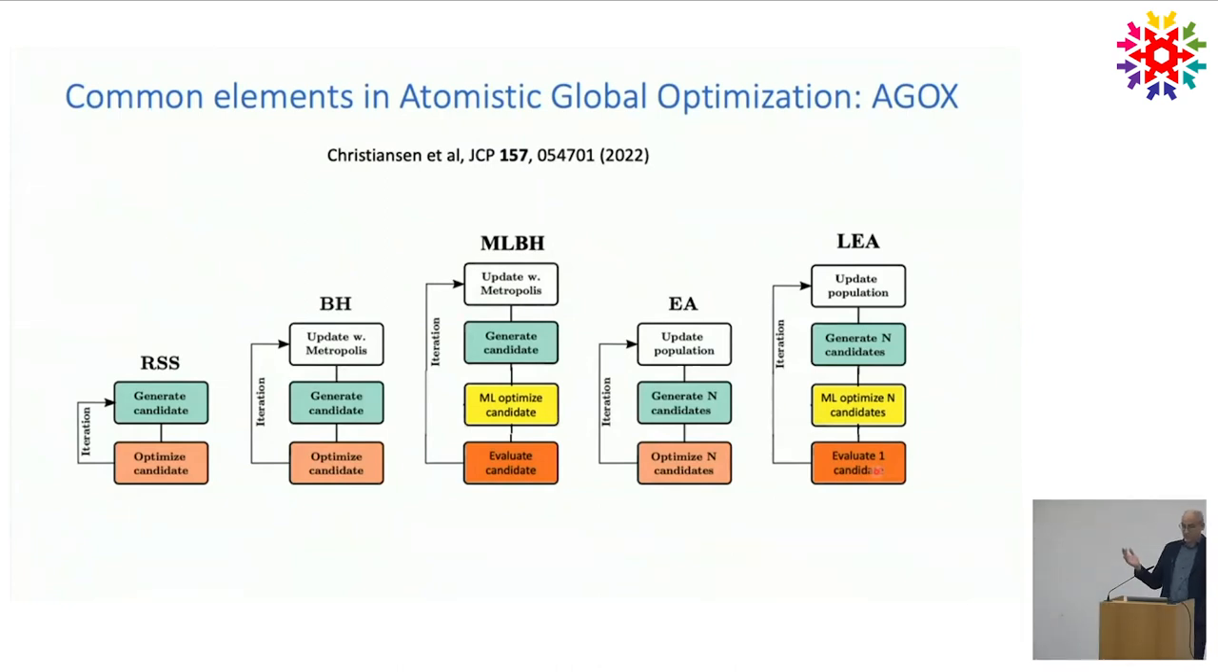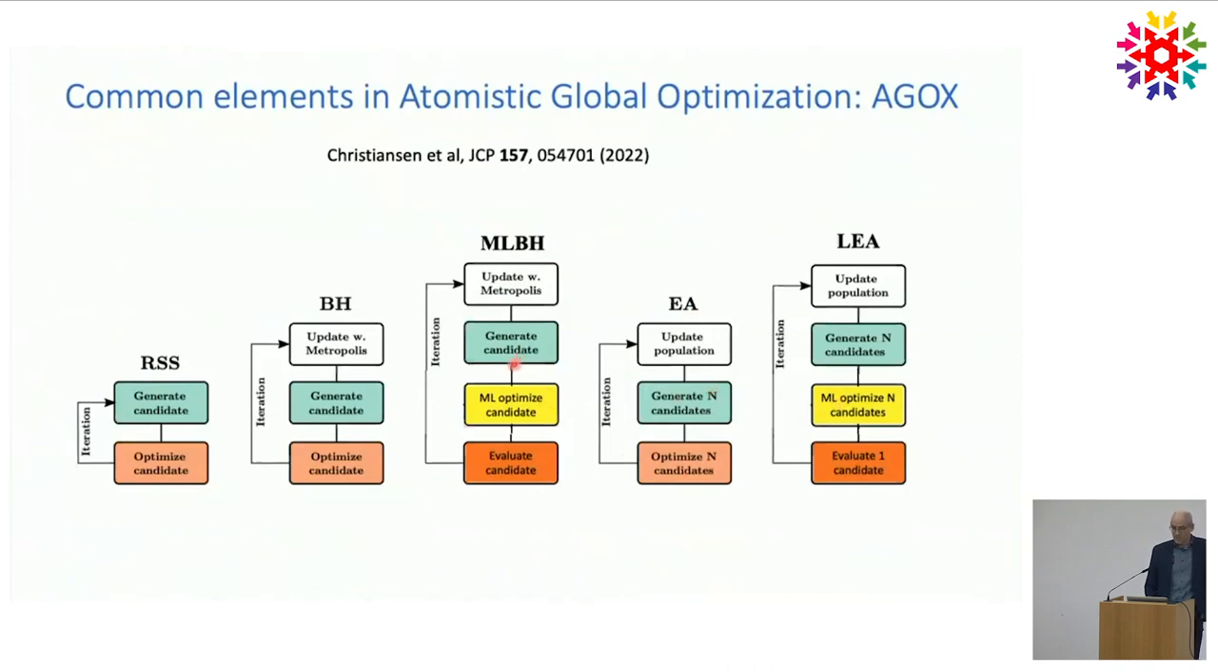So let me present you here with all kinds of methods. Let's say you just did an evolutionary algorithm, and you did it at the DFT level. Well, then you are just leaving out this machine learning optimization part. You're not having a model to help you, but the method looks the same.